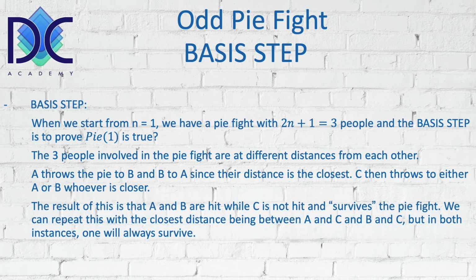Now we can do that also in a different way. We can say the same when A and C, or B and C are closer. We will see that there is always one person that will survive. So in our example where we said that A and B are closest to each other, in this moment we can say that C is not hit and survives the pie fight. Now this is the element where we have proven the basis step.